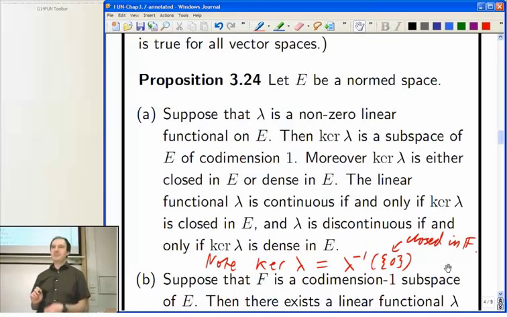So if the kernel isn't closed, then it's dense, because it's a linear functional, and then lambda is discontinuous. But the one way around that's less obvious is that if the kernel is closed, then lambda must be continuous. And that needs a little bit of work. So I'll leave that part of it to you as an exercise.